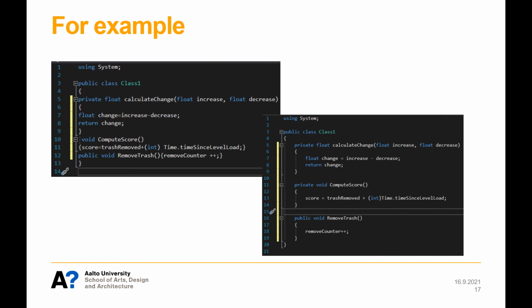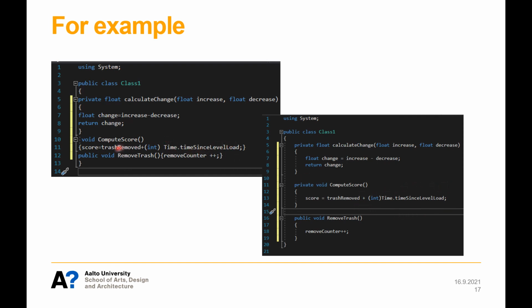Likewise, you can see that, for example, here, this is a nice one. So this variable here is cast as an integer. Usually by Unity, this is treated as a float, but we want to use it as an integer. This is done by this little command. Here we can now very clearly see that this integer, this int in brackets, is not related to the trash removed plus, as this here would indicate, but instead it is related to time since level load.